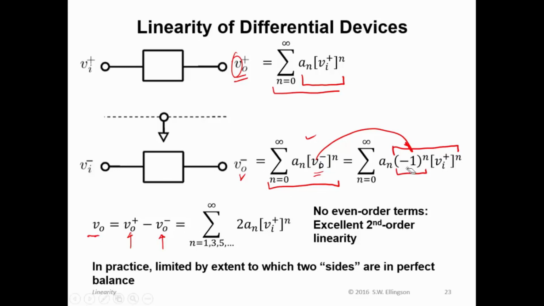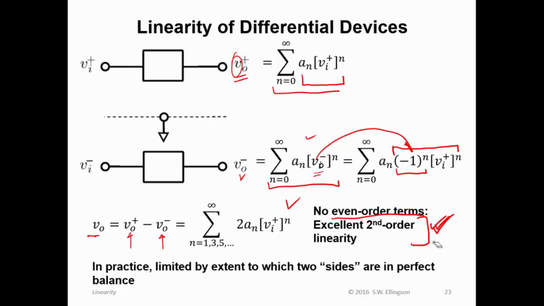So what happens is all the even order terms cancel out. So what we see in the output of a differential device is that there are no even order terms. There are no terms which depend on A2, A4, and so on. So that gives us excellent second order linearity because the second order intermodulation requires the coefficients A2 or A4 or A6 to be non-zero.